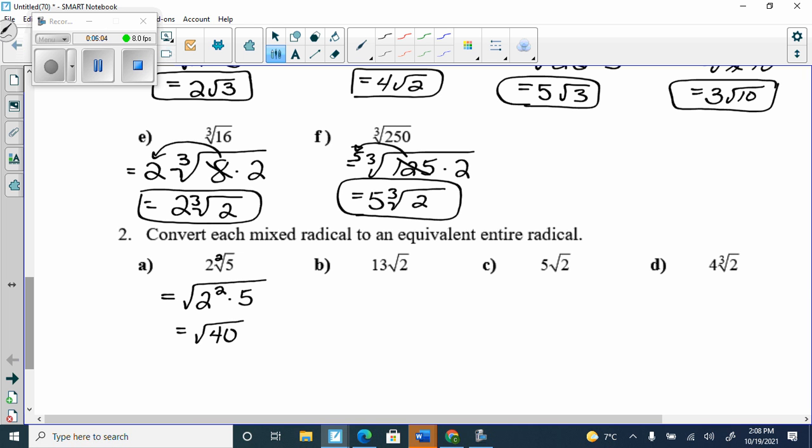40. Try again. That's 20. Then this one, the index is 2, so I have to square it to put it back underneath. So I go 13 squared times 2, which is 338.